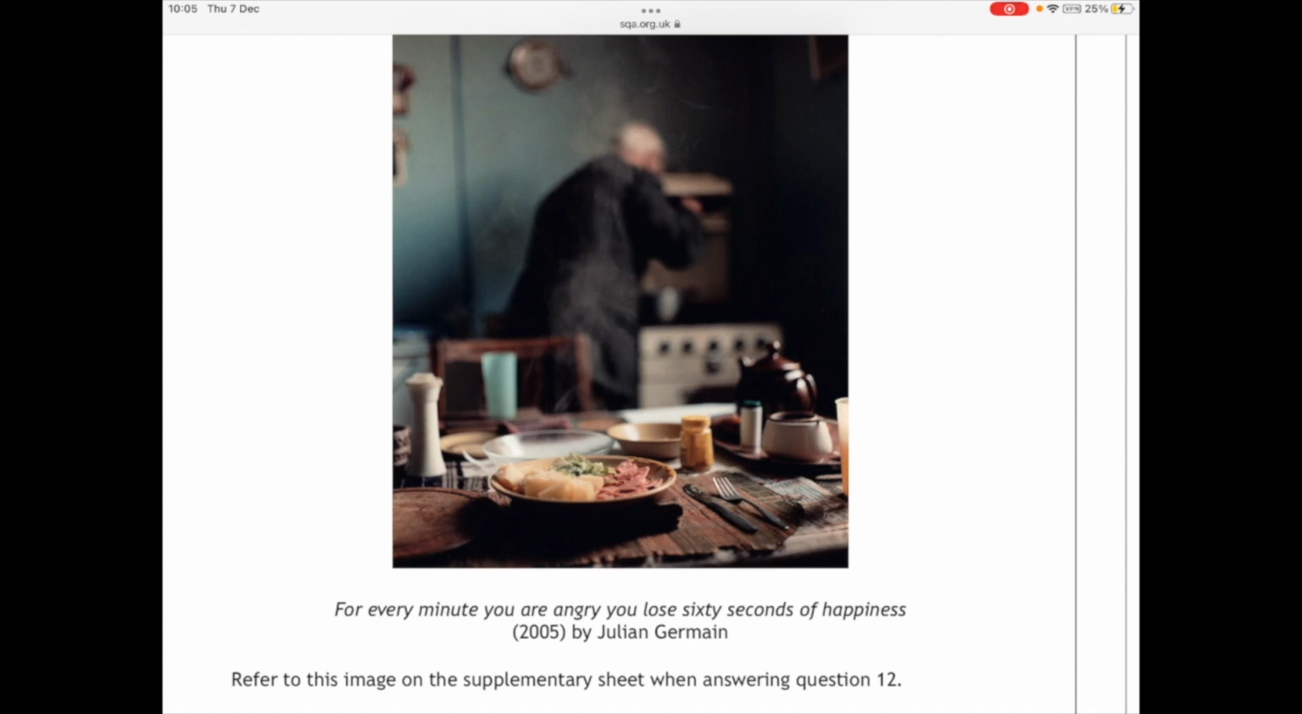Repetition of circular shapes on the plates and bowls on the table create rhythm and fluidity. This draws the viewer's eye towards the man preparing the dinner in the background. So we've got the repetition, and humans like repetition, so our eyes jump in between those circular shapes, which then draws us to the man, like a pathway.